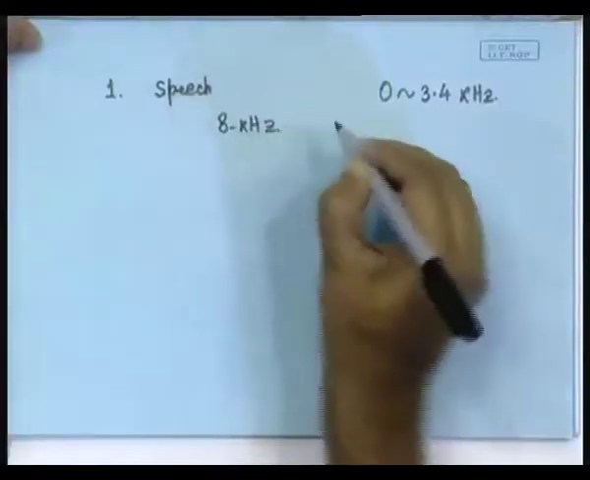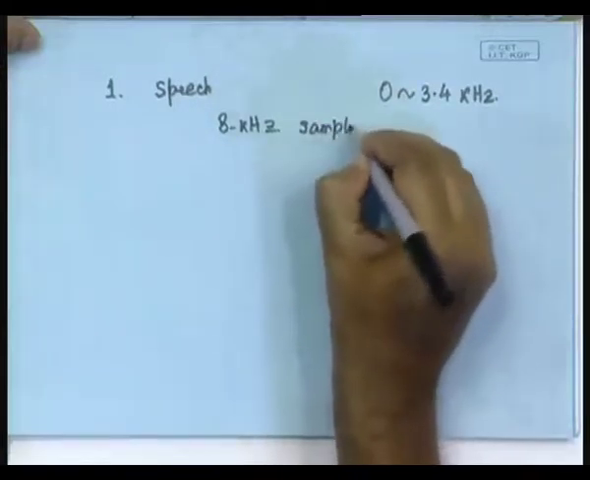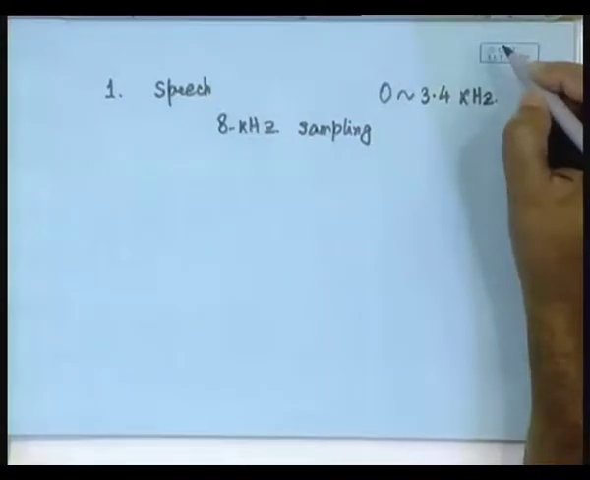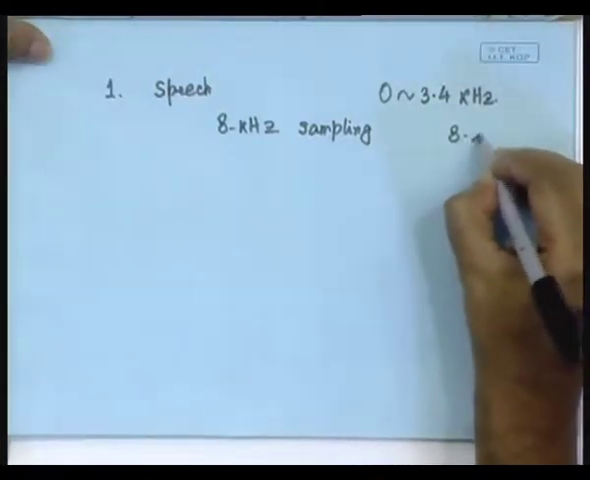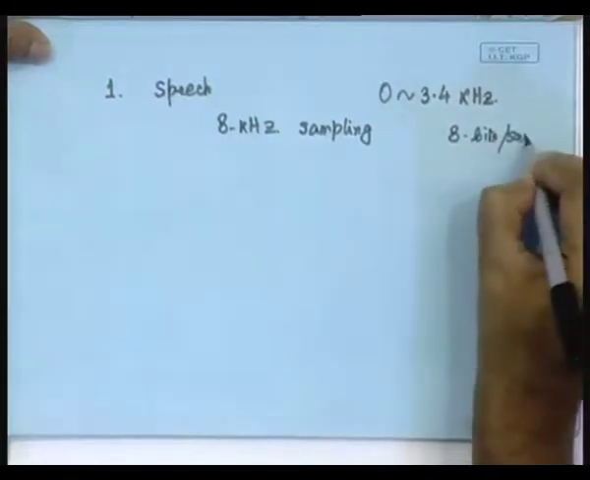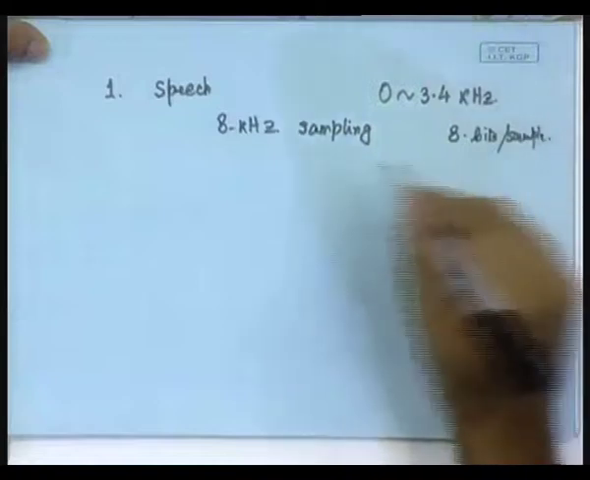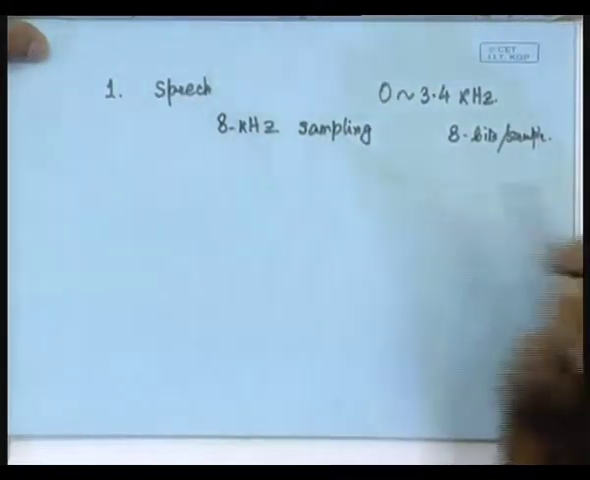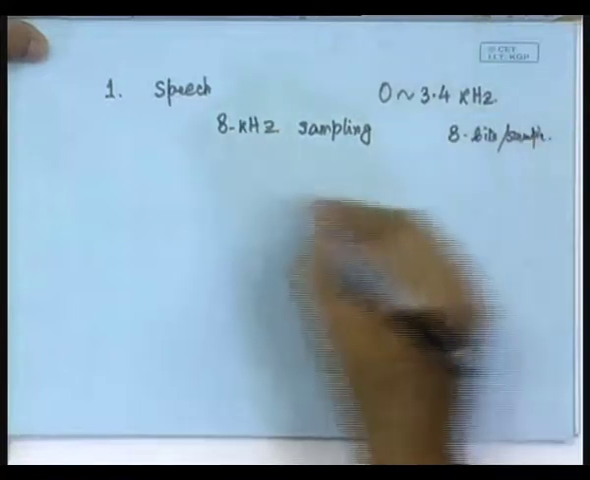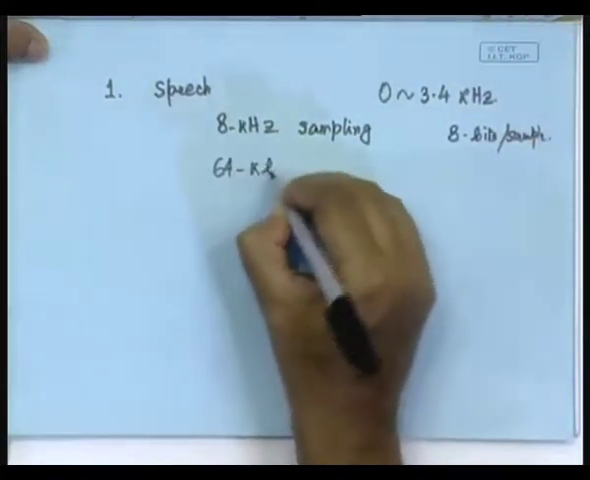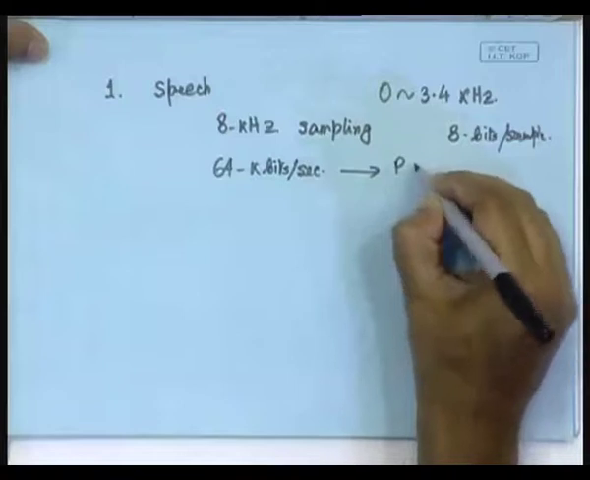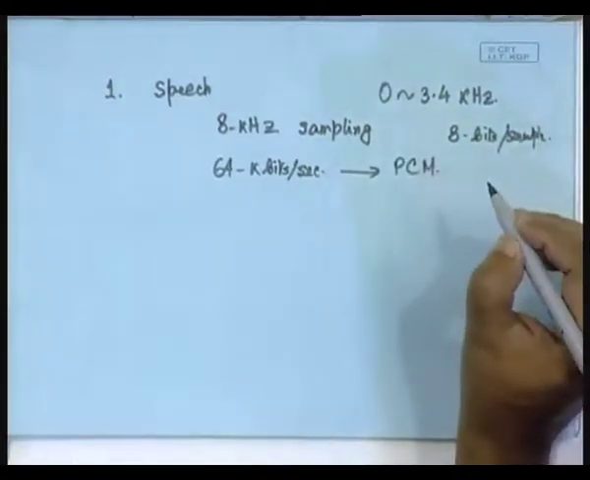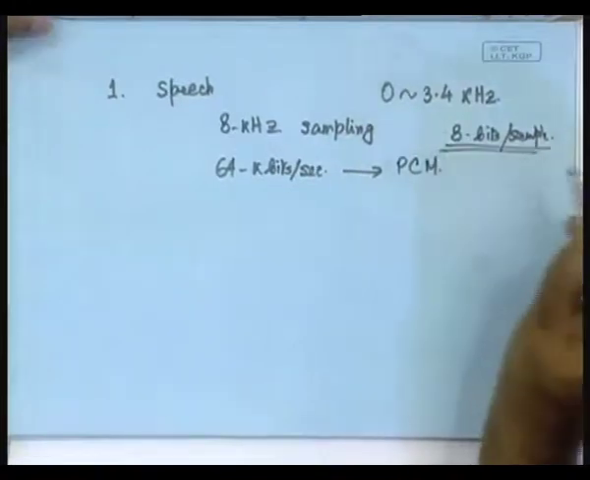So, we require 8 kilohertz of sampling, and if we go in for a regular pulse code modulation technique and represent each speech sample by 8 bits per sample, then, since the sampling rate itself is 8 kilohertz, we will require 8 multiplied by 8, that is a bit rate equal to 64 kilobits per second. So, 64 kilobits per second will be the PCM or pulse code modulation requirement considering 8 bits per sample.